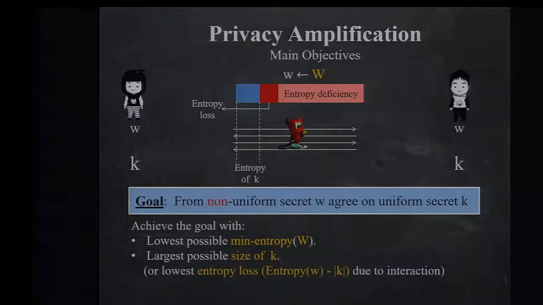So you want to achieve privacy amplification with the lowest possible entropy loss. And secondly, you also want to minimize the round complexity. So you want to do it in as few rounds as possible.